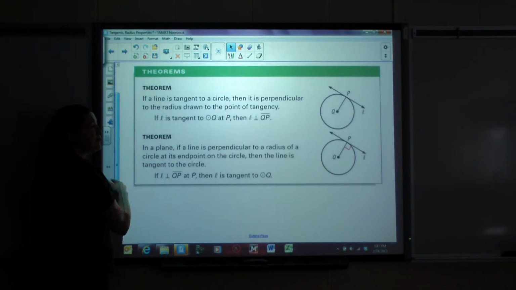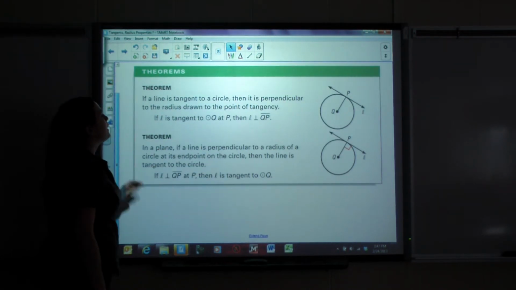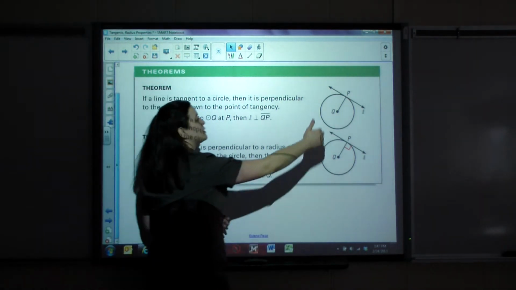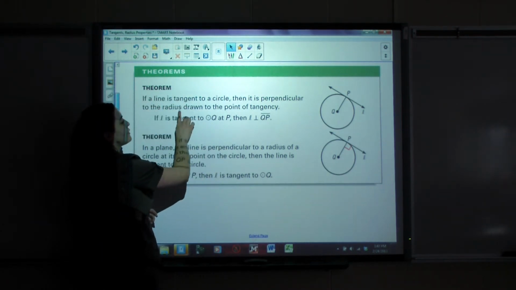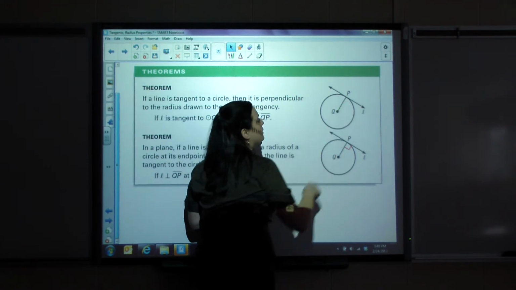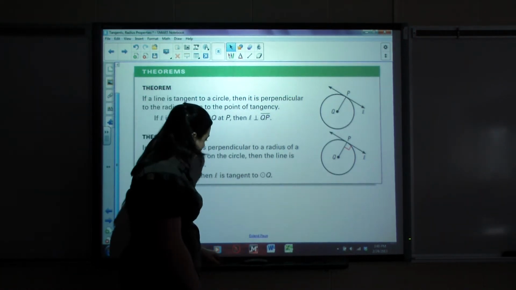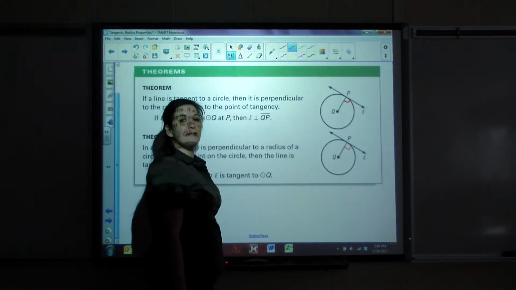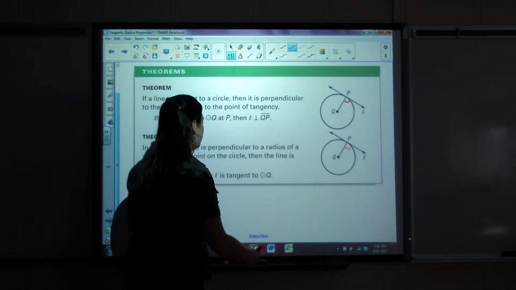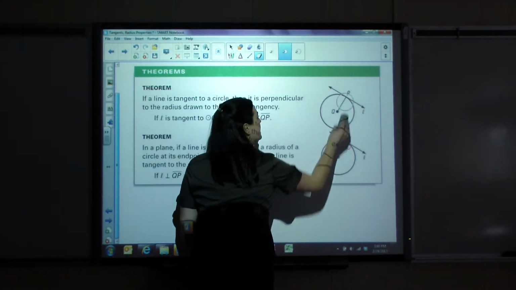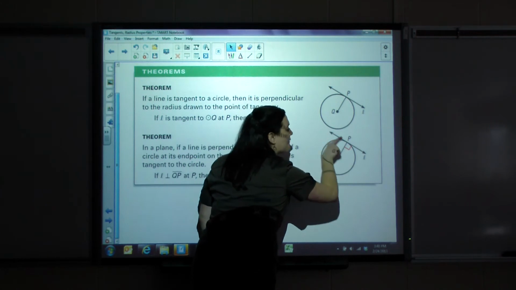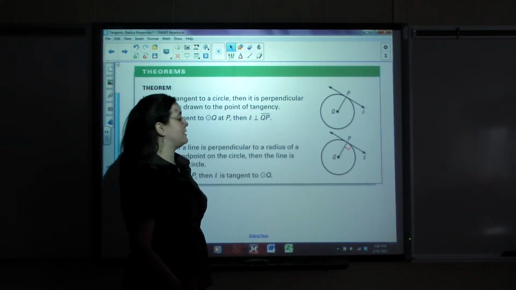So we have a couple of theorems, a couple of things we're going to need to know, and that is that if a line is tangent to a circle, so notice L is tangent because it only goes through point P, the cool thing is then we know that it's perpendicular to the radius drawn to that point of tangency. So QP is a radius, so we know we have perpendicular. What does perpendicular mean? 90-degree angle. So if we have a tangent and we have a radius, we know we have perpendicular lines. Next theorem, it says, in a plane, if a line is perpendicular to the radius of the circle at its endpoint on the circle, then that line is a tangent. So it's kind of the reverse. This time it says, if we're given it's perpendicular, then I could prove that that line is a tangent.